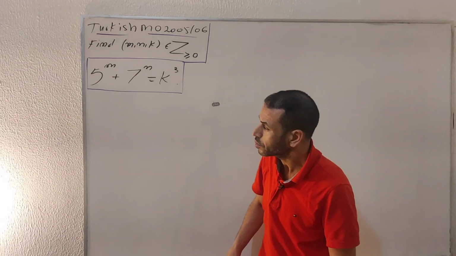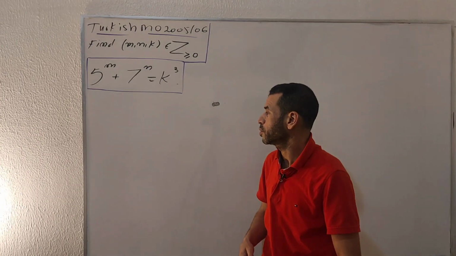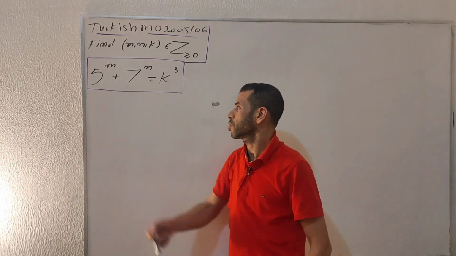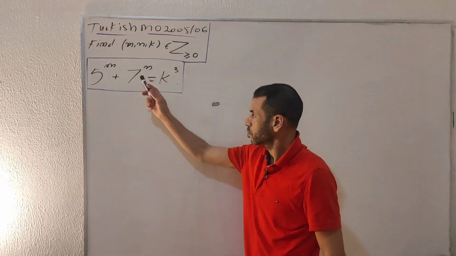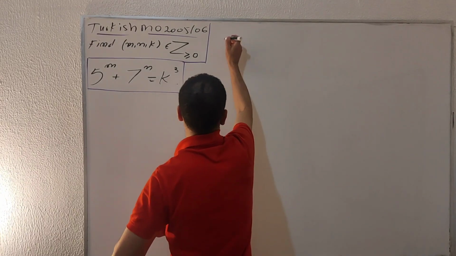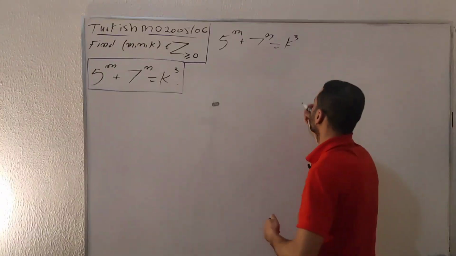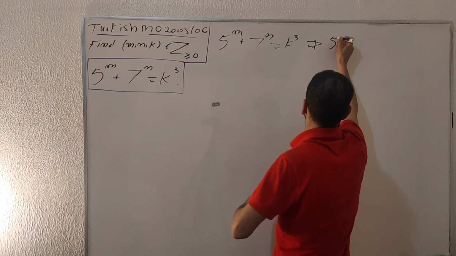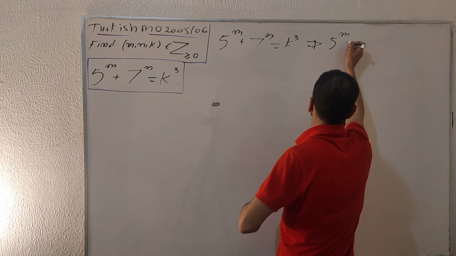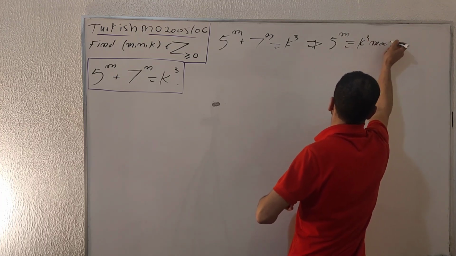Okay, we are going to use congruency here. We are going to reduce too many steps, so it will be easier to solve this one. So let's go through this one. So we have this following statement. The next thing up, I'm going to reduce this one to mod 7. So we'll have 5 to the m is congruent to k cubed mod 7.